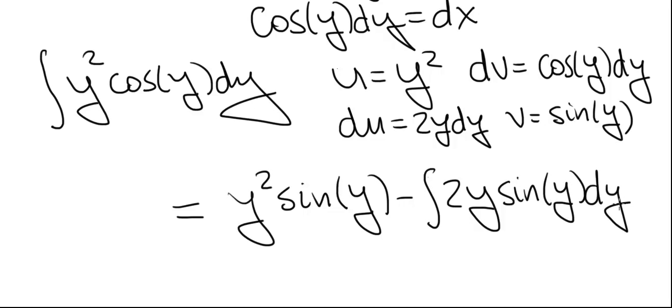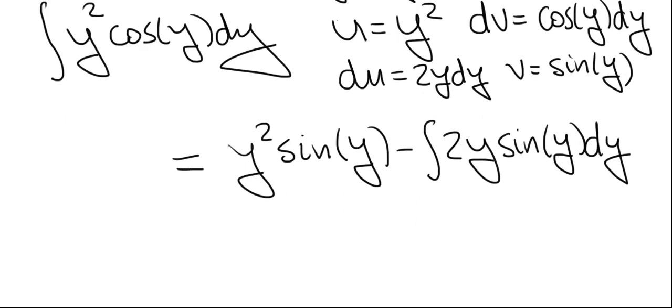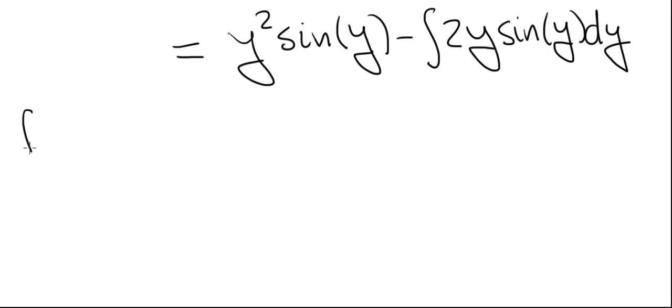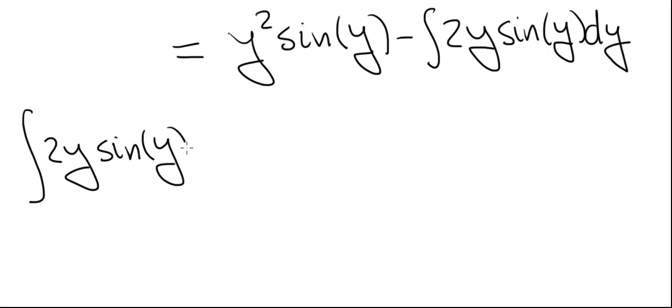The idea is for the second integral, or the integral on the right, to be easier than the integral on the left. It is easier because the power of y on the right is 1, where it is 2 on the left. So now what we have to do is apply integration by parts to the integral on the right. So we'll take 2y sine of y, the integral of that, and apply integration by parts.